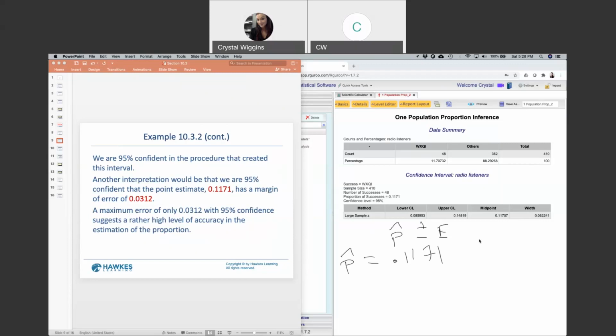0.1171. There we go. So this is the center of this interval. So you get p hat and you add the margin of error to get that upper level. So when you add the margin of error, you get the upper. And when you subtract the margin of error, you get the lower.